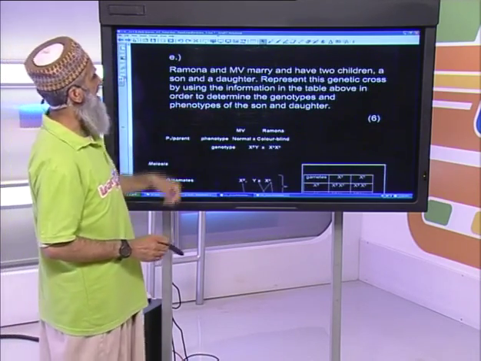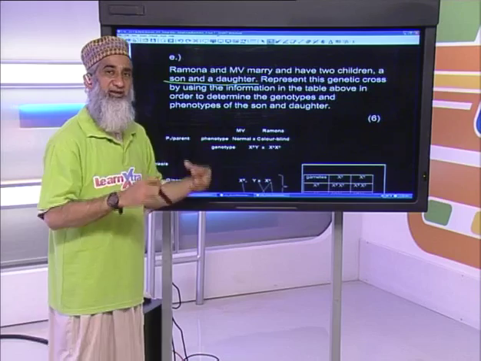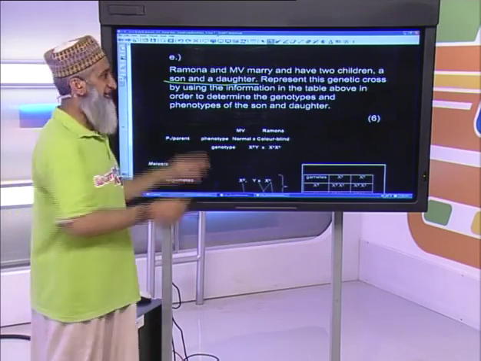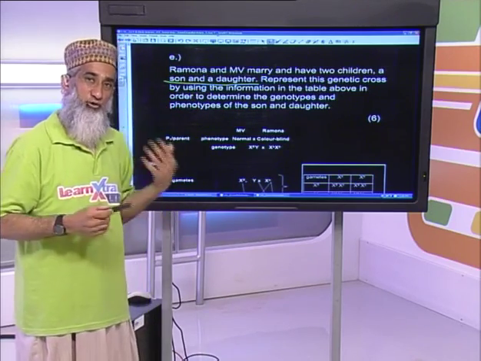Ramona and MV marry and have two children, a son and a daughter. Represent this genetic cross by using the information in the table above in order to determine the genotypes and phenotypes of the son and daughter. So in other words, what have they asked you to do? They've asked you to make a genetic cross using a diagram. Whether it was this one here or anything else, the format of this is always important.